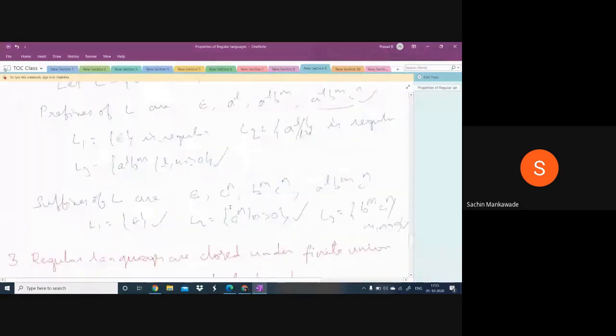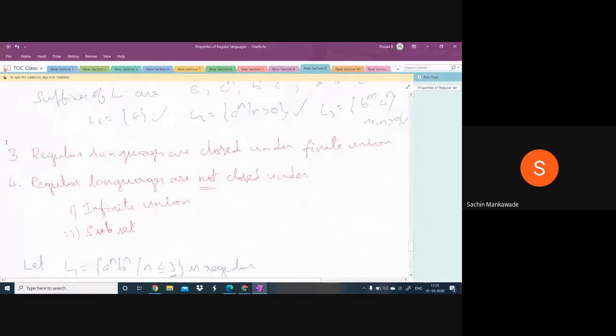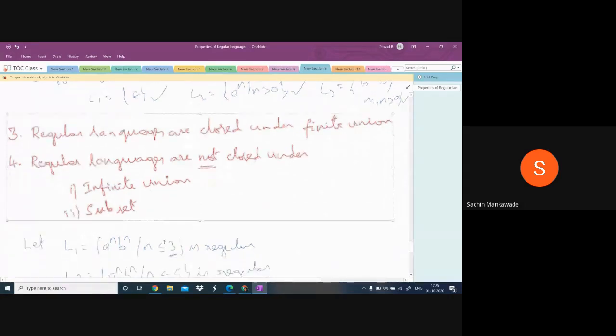Okay. Next, copy this, these 3 and 4. Regular languages are closed under finite union. That is the third point. Fourth point, regular languages are not closed under infinite union, and the second one, subset. Copy these two, 3 and 4.